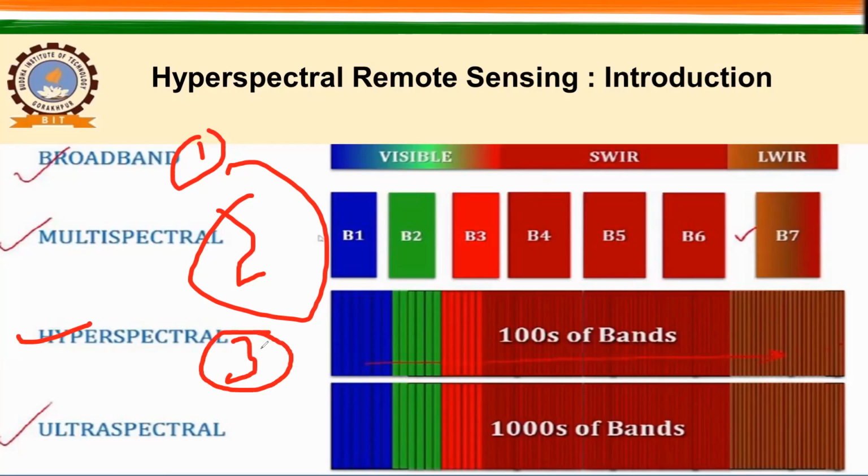In the third case, we have hyperspectral. Here you have hundreds of bands, and there is no gap at all. In the definition itself, hyperspectral is contiguous bands in narrow band channels. So here you have hundreds of bands, and there are many bands available. Now the fourth case, here we have ultra spectral.